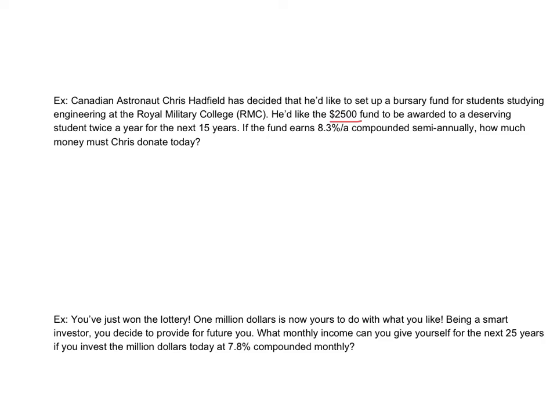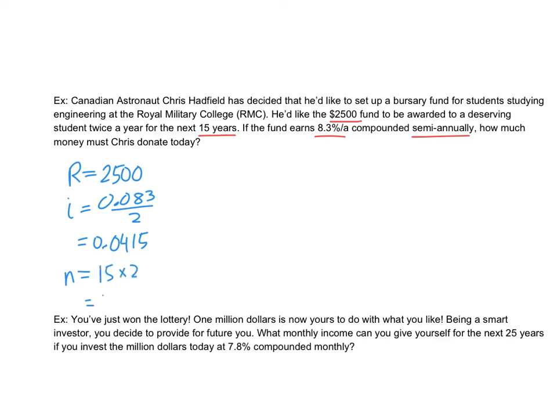The regular deposits are $2,500, or in this case, they're not actually deposits, they're withdrawals. This is happening for 15 years and it's twice a year, so semi-annually, and here's our percent. So our interest per compounding period is going to be 0.083 divided by 2, which does simplify to a nice decimal, 0.0415, and the number of compounding periods, or the number of withdrawals, 15 years, twice a year, that's 30 withdrawals in total. So let's write our present value formula.